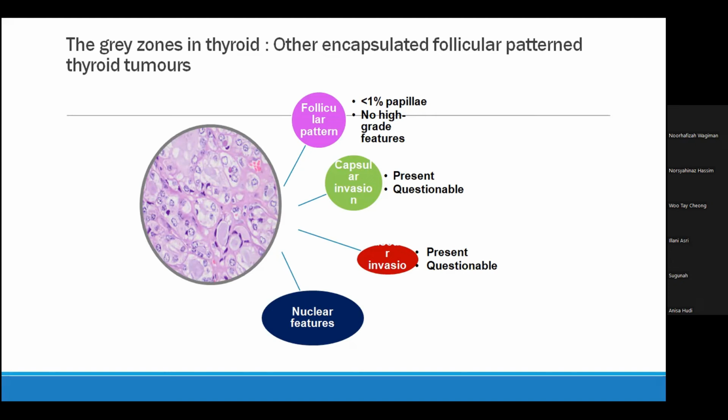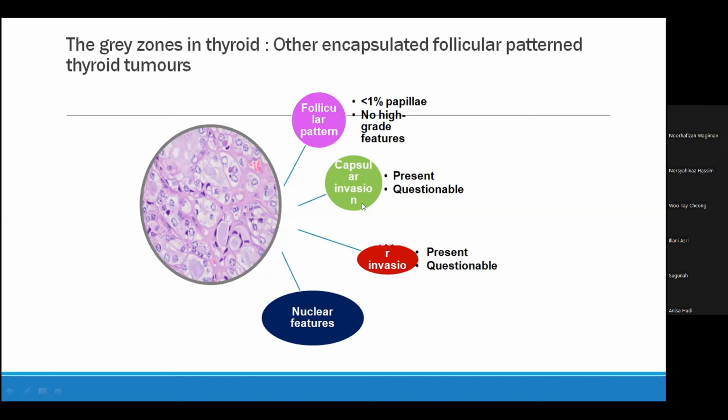There are a few criteria that we have to delineate first. Take note of this. First of all, it must be follicular pattern. Almost 100% must be follicles. The most comfortable way of categorizing is if most of it or almost all is follicular pattern. And then no high grade nuclear features. High grade features means mitosis, necrosis. That's why we call it follicular pattern thyroid tumor. So it must have follicular pattern mostly.